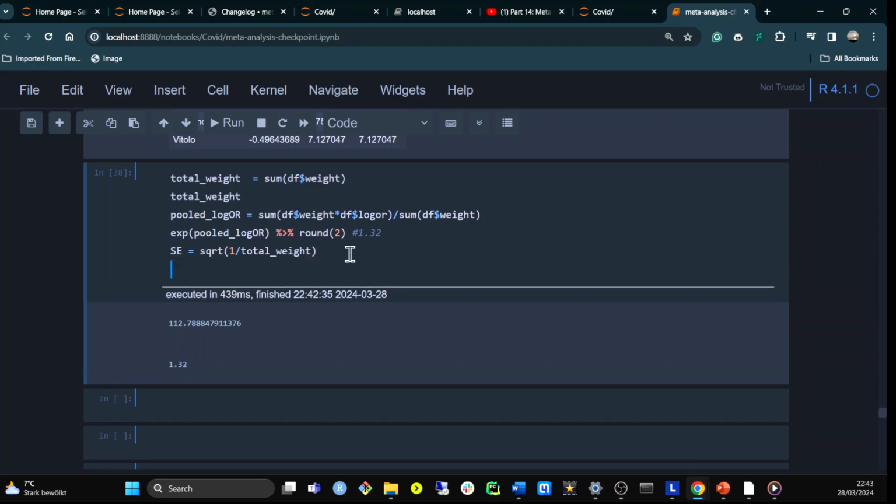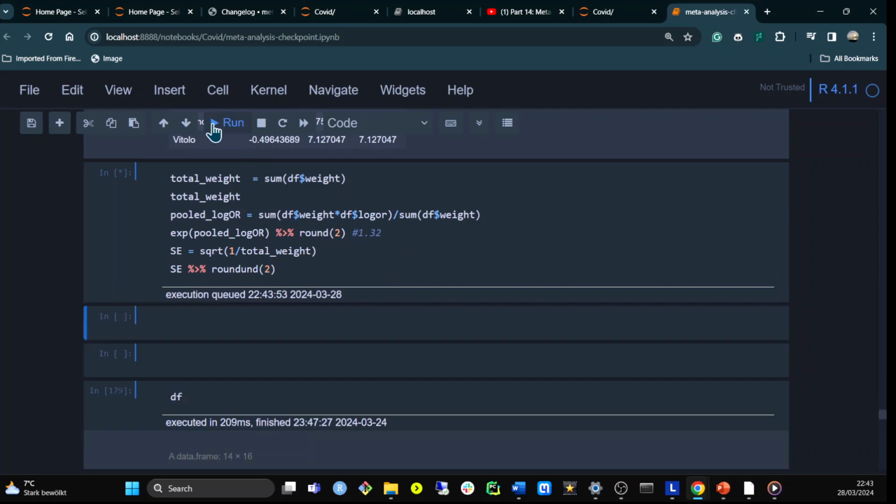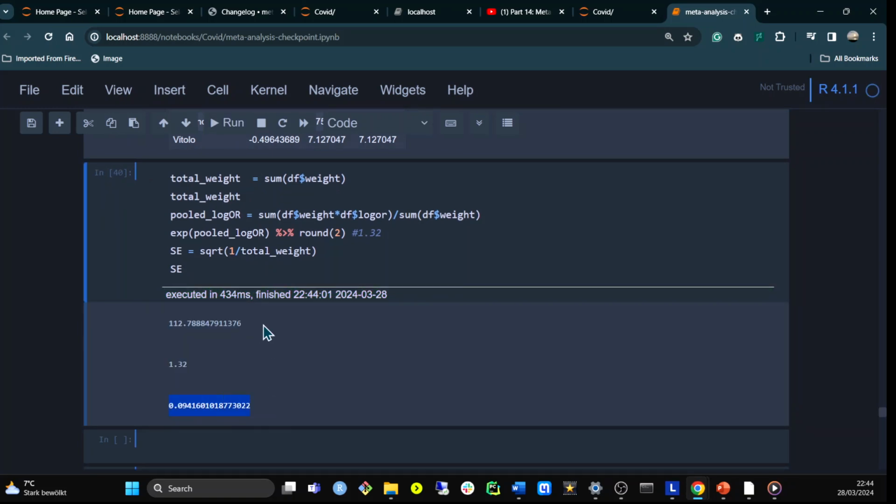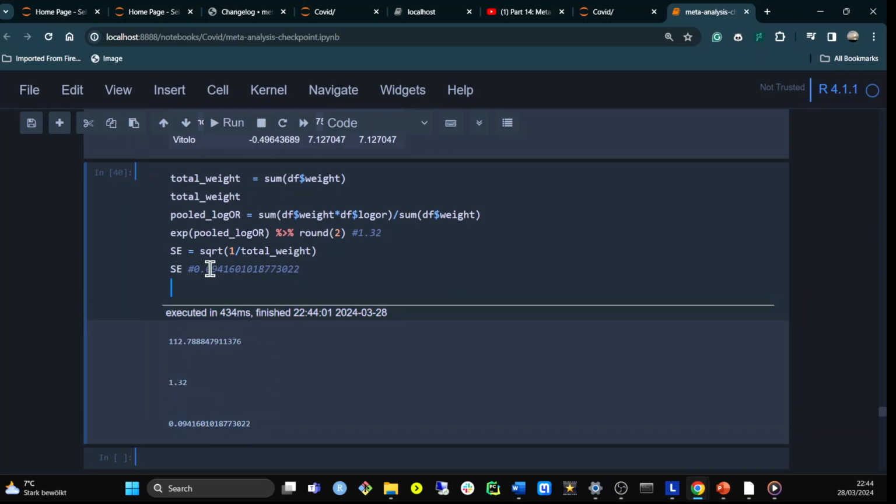Once I have the standard error, let me print it. Then maybe I can also round it to 2 significant digits if you want. So here, maybe I'll take this, simply print it. So here I have the standard error. That's my standard error. The next thing is I want to calculate the confidence interval.